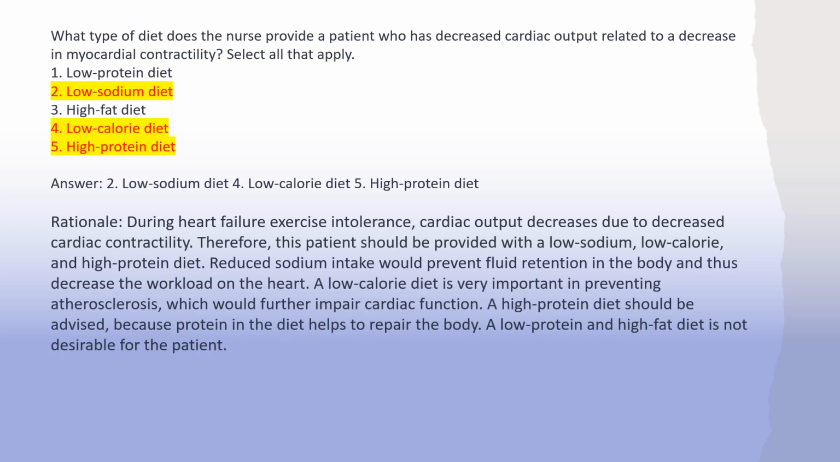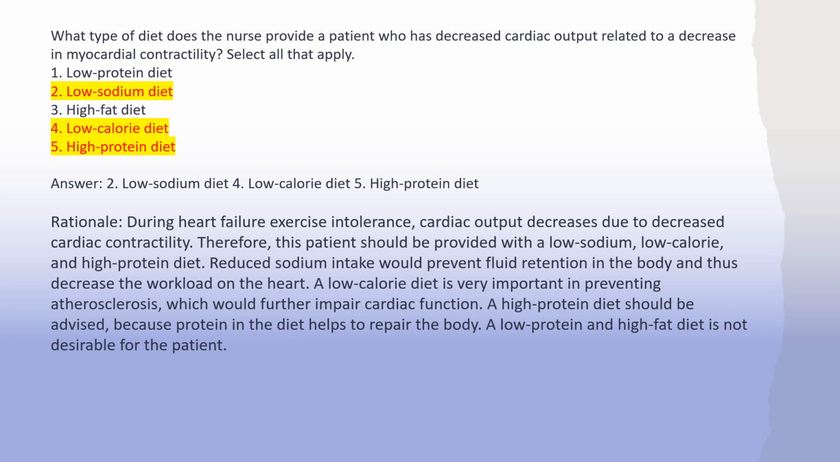Answer 2. Low-sodium diet. 4. Low-calorie diet. 5. High-protein diet. Rationale. During heart failure, exercise intolerance, cardiac output decreases due to decreased cardiac contractility. Therefore, this patient should be provided with a low-sodium, low-calorie, and high-protein diet.